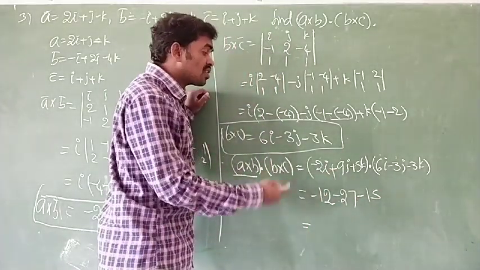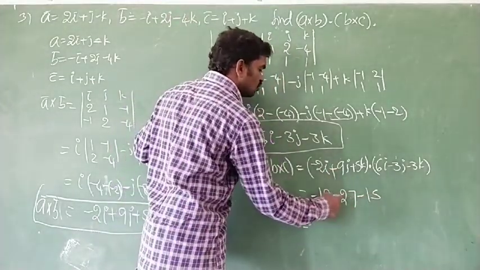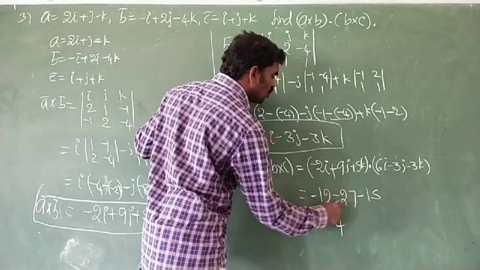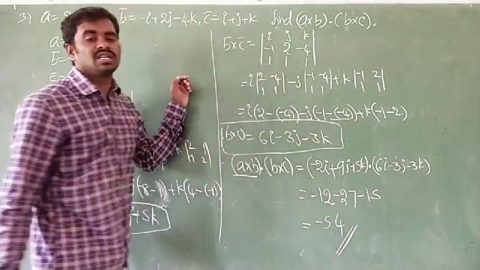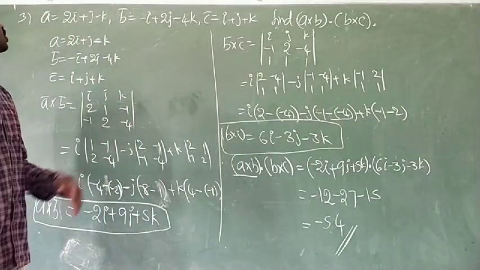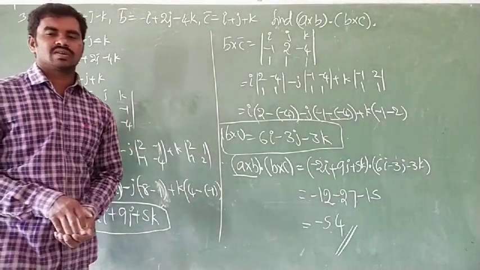So how many negative terms will be there? 12 plus 27 plus 15, that is 54. Minus 54 terms are there. So the total answer is minus 54. So this is the third question's answer.